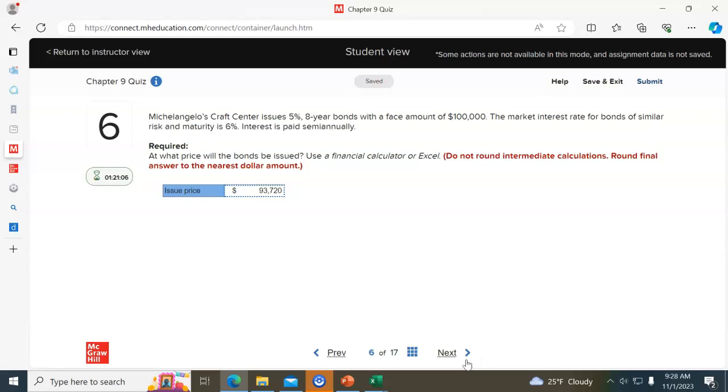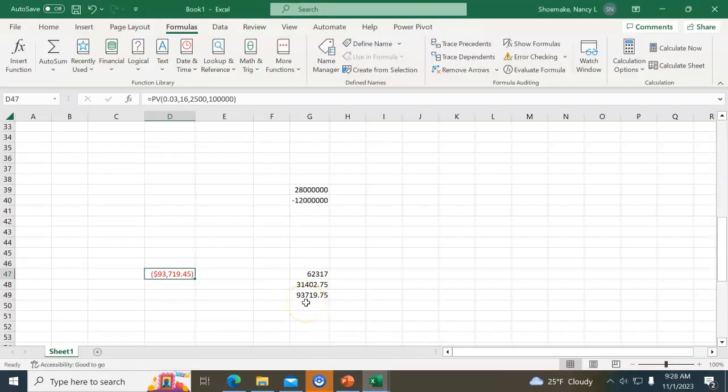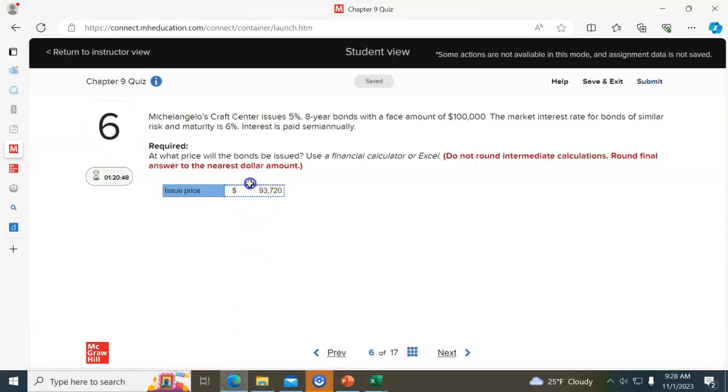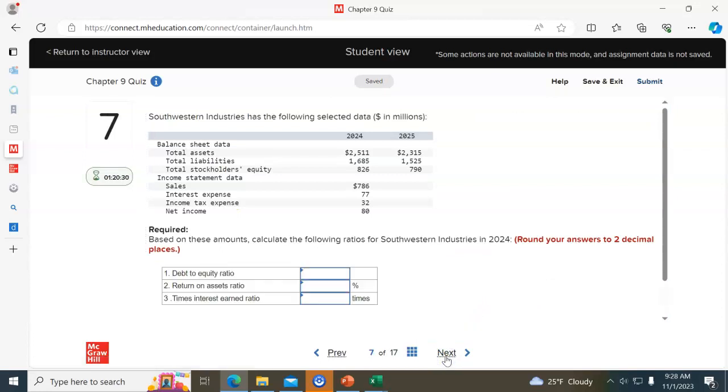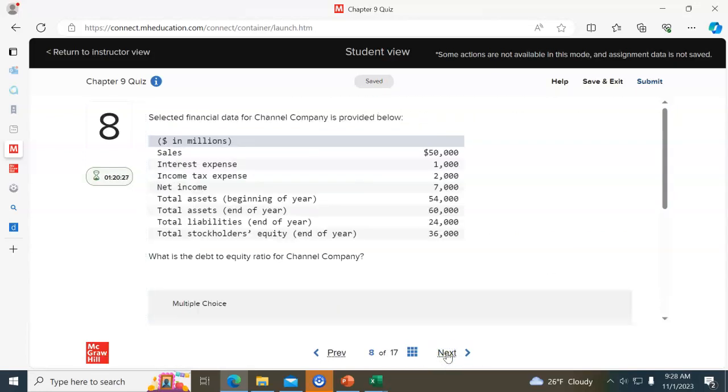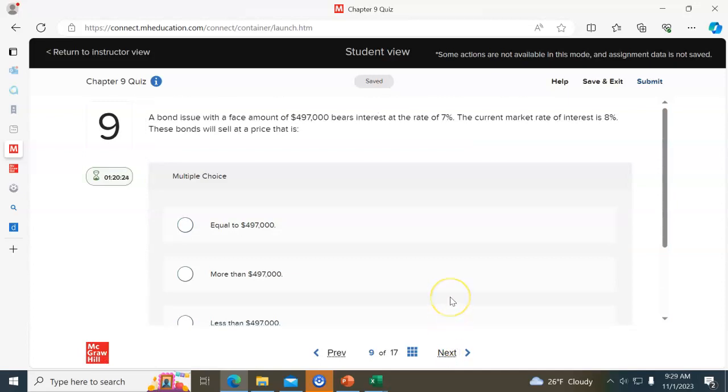Does that make sense? Now, guys, do you see how they say use a financial calculator or Excel? So I think with my Excel, it would be 93,720. No, 93,719. The numbers can be a dollar off just because those tables only go out so many decimal places. But let me know. I'm not going to give you a hard time over a buck. Okay.